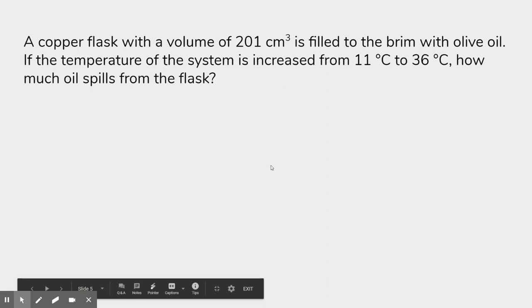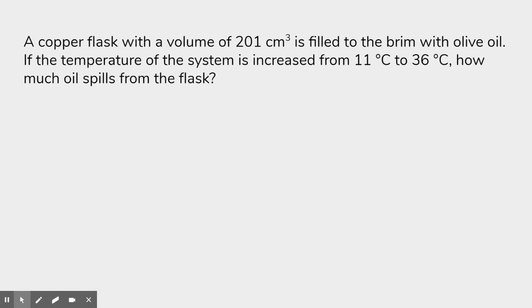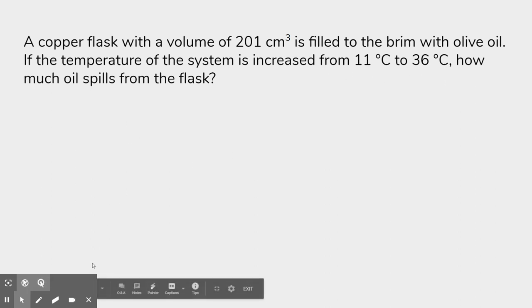Now, here we have something slightly more complicated, but that's okay. It's not much more complicated. So we have a copper flask with a volume of 201 centimeters cubed, and it's filled to the brim with olive oil. If we increase the temperature of that system from 11 to 36 degrees Celsius, how much oil will spill from the flask? Well, this would be important to know.